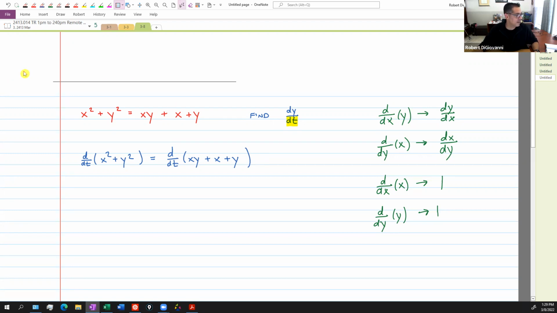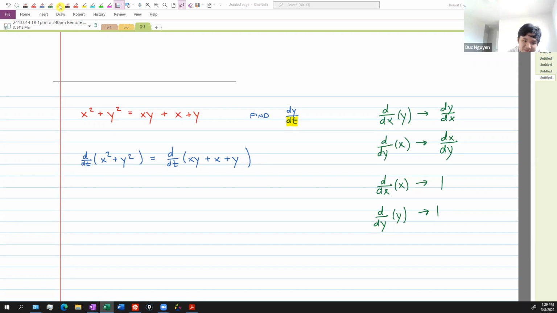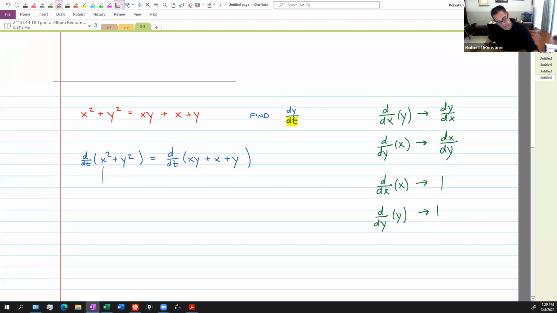So what do you think here? Duck, you ready? Yes. Okay, so tell me what you think. If I ask you to take the derivative of x squared with respect to t, what would you say? 2x times dx over dt. There you go, dx dt.